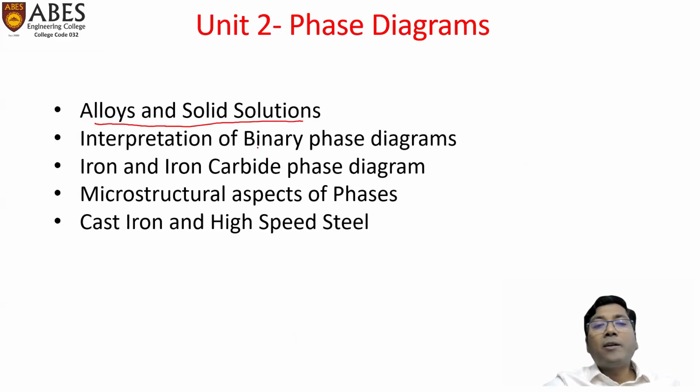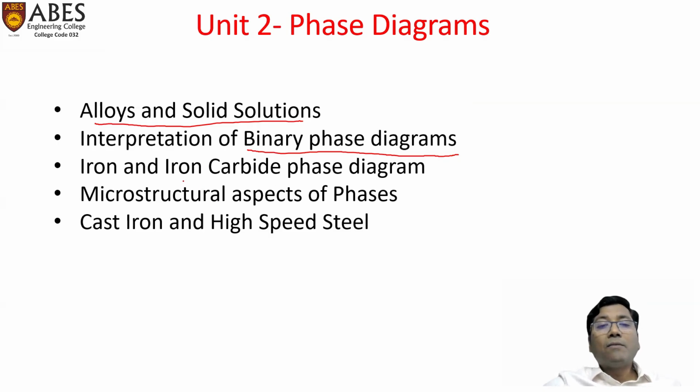Similarly, the next video would be interpretation of binary phase diagrams. Basically, what are phase diagrams? What are the different terms and terminologies included in studying or interpreting the phase diagrams? What are binary phase diagrams? Then what are isomorphous systems, then eutectic systems, various reactions, invariant reactions like eutectoid, peritectoid, monotectic reactions. All those reactions will be studied, and the interpretation of a few examples like copper-nickel we will see in the interpretation of binary phase diagrams.